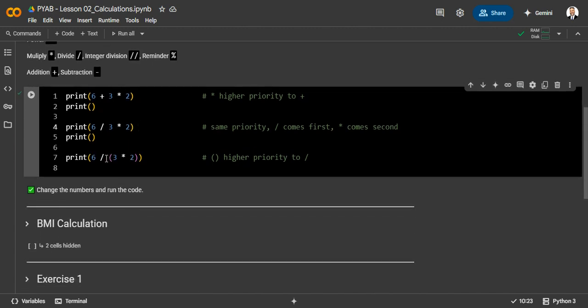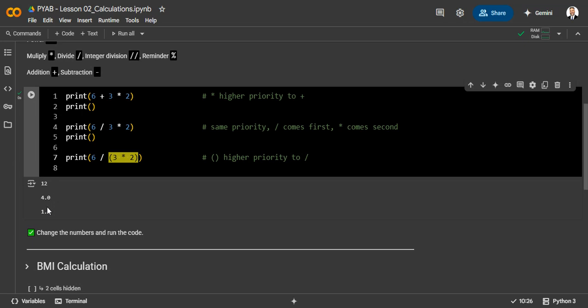Over here you have a divide as well as times, but the times is enclosed in a bracket. So bracket is given first priority. So 3 times 2 would be 6. So 6 divided by 6, the answer would be 1. So mentally we calculate, this would be 12, this would be 4, this would be 1. Let's run it to check. You can see 12, 4, 1.